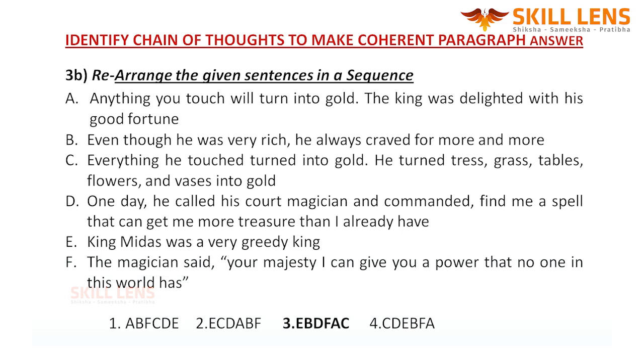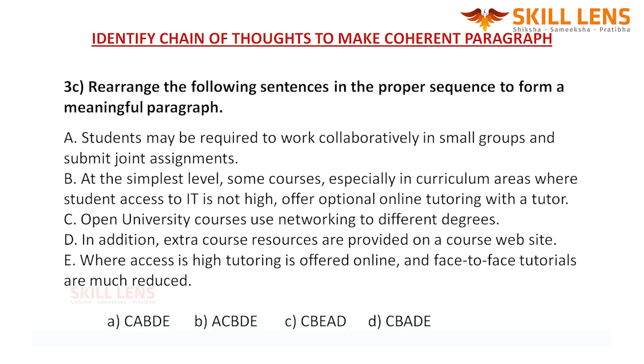You will note that sentence F and sentence A is a statement made by the magician. So you can pair sentence F and sentence A also. It is a dialogue that is exchanged between the king and the court magician. Let's take another example here. Kindly pause your video to be able to arrive at an answer on your own.